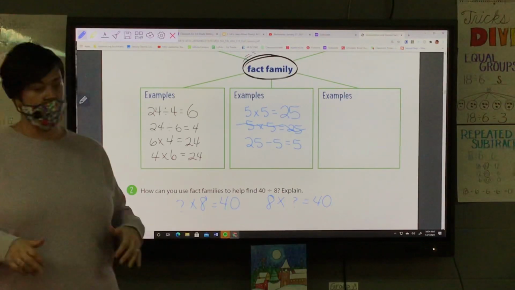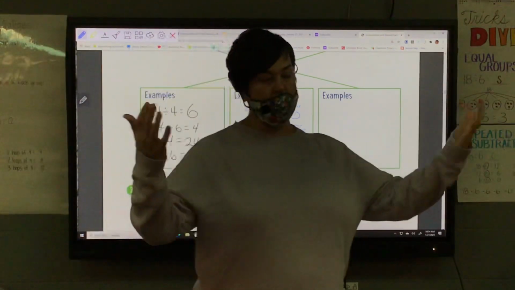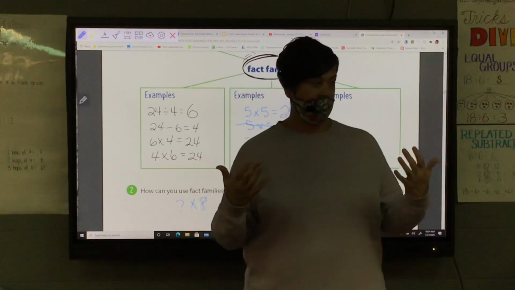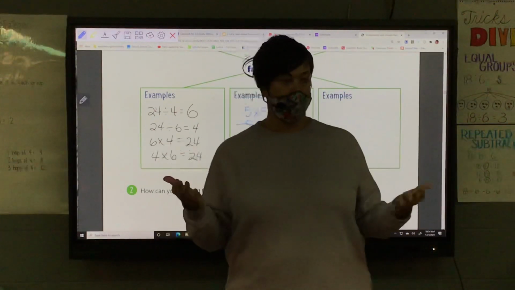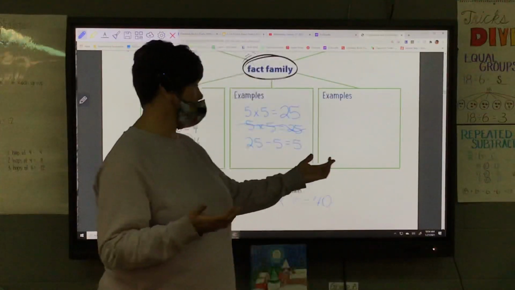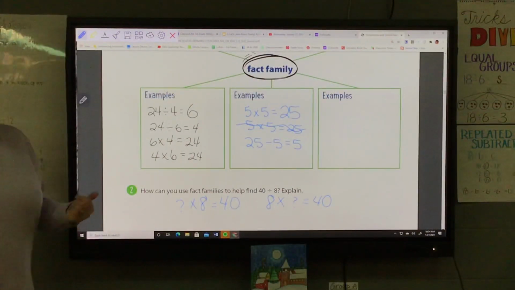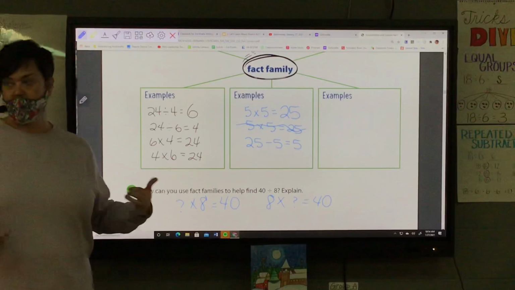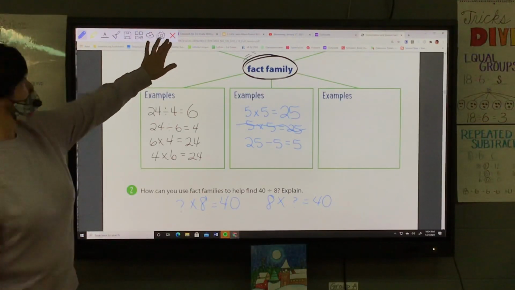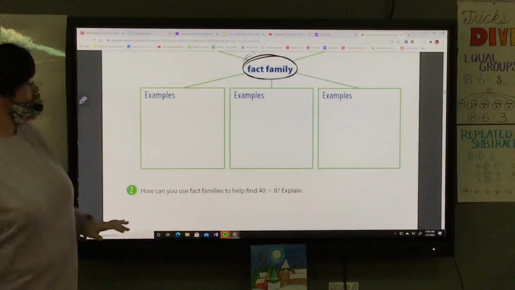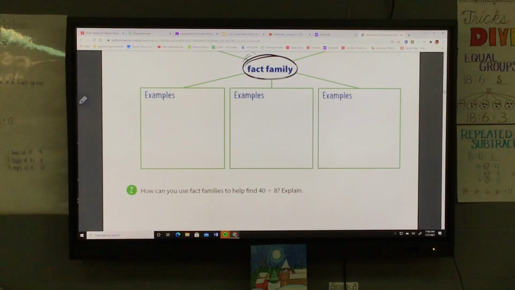So I'm not going to make you write that down, but you can use multiplication to help you figure out a division problem. You just work backwards. What times 8 equaled 40? 5 times 8 equals 40. Okay.